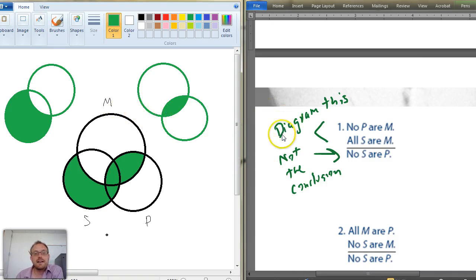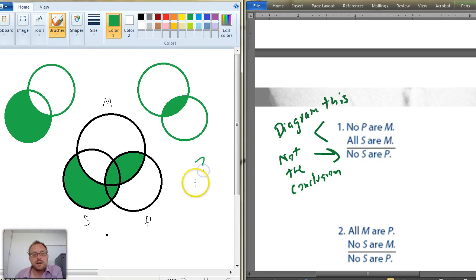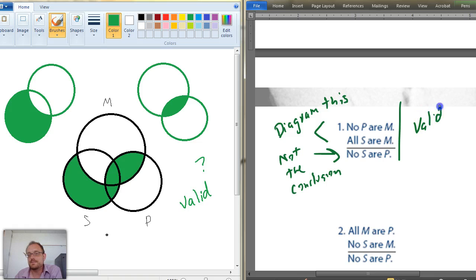Now, that means I've now diagrammed both premises, so then the question is, can I read the conclusion? Right? Can I read the conclusion from this? What is the conclusion? That no S are P. Well, look here. Because remember, the fill means that it's empty space, which means that all of the S's here are utterly separate from the P's. Notice that since they don't touch or overlap, that means that no S are P's, which means that this argument is what? Well, it's valid. Okay? So this is a valid argument.